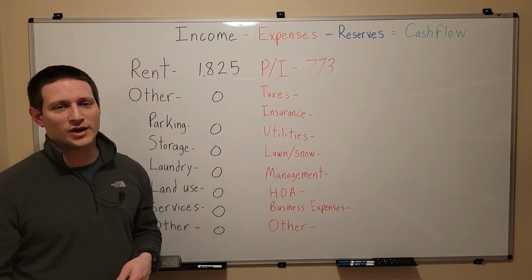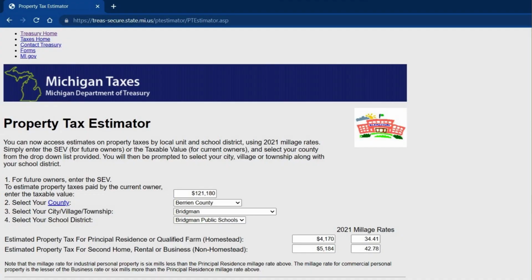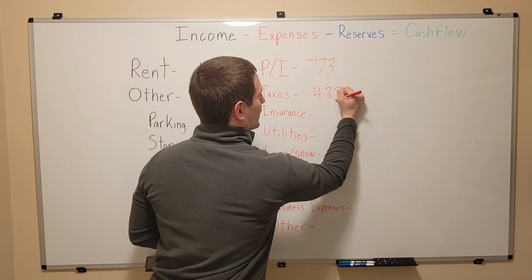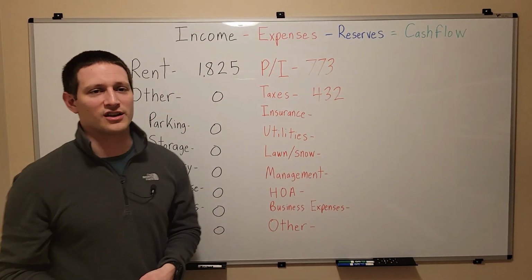So what I recommend is going to the county website, going to the assessor's page, and looking at their equation for how they determine assessed value and what the millage rates are for non-homestead, which would be you not living there. In this case, we did that. We went to the website, plugged in all of the numbers, and it was $432 a month that they were estimating our property taxes would be in the current year.